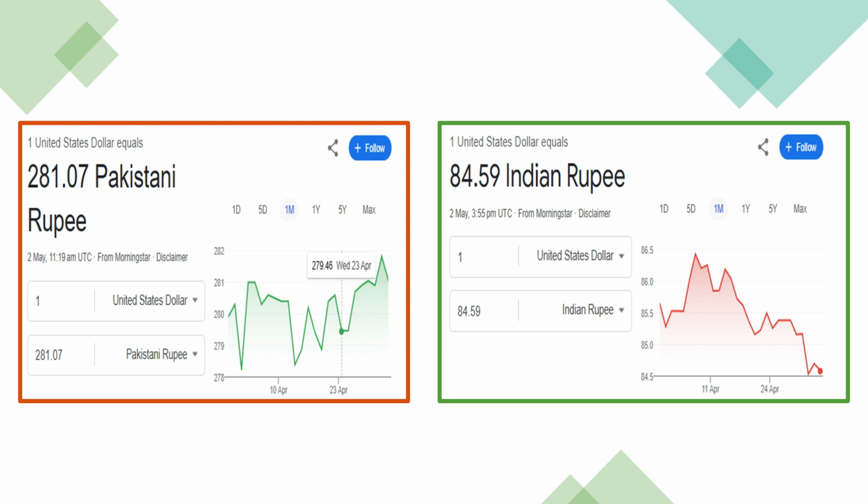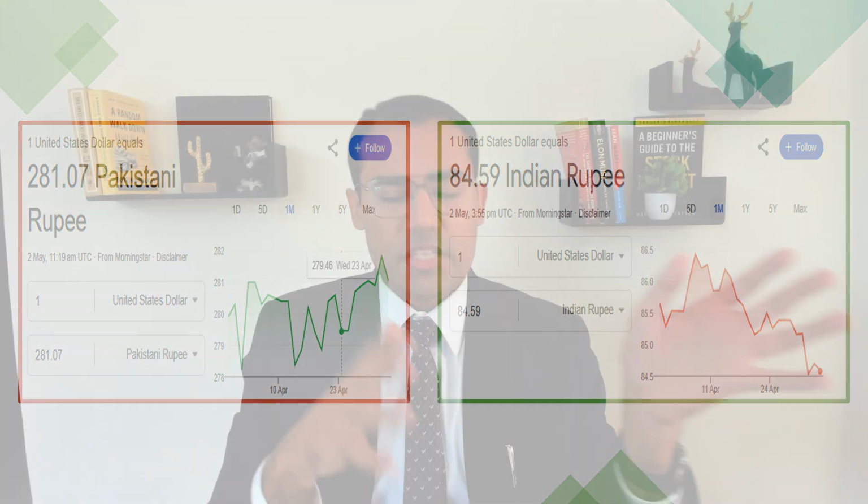So you can imagine how weak the Pakistani rupee is compared to the Indian rupee. And just to take a snapshot of the last 1 month, India's currency is strengthening and Pakistan's currency is weakening in the last 1 month also, since there was an attack. Now, how does it affect the common people? How does it affect the general government?